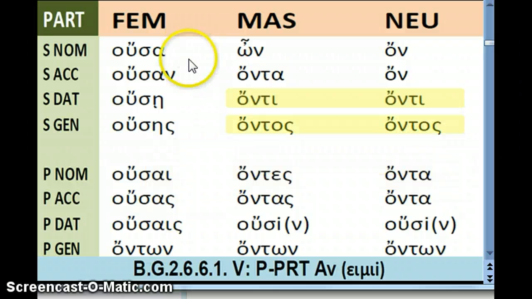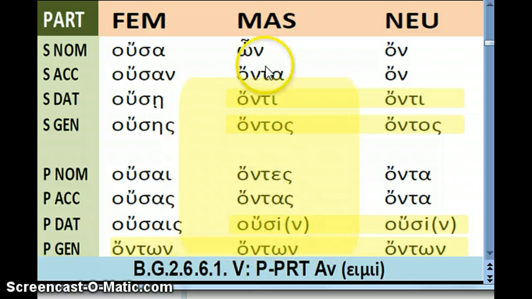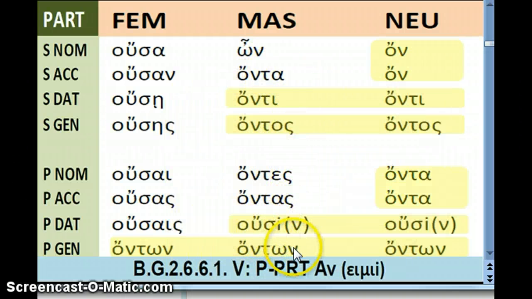Notice it looks like, except for the first declension, the third declension endings. So this is the present participle for the verb "to be," which Latin doesn't have.